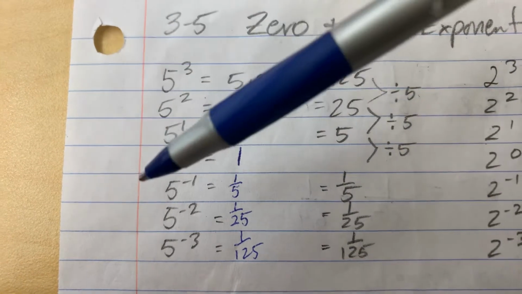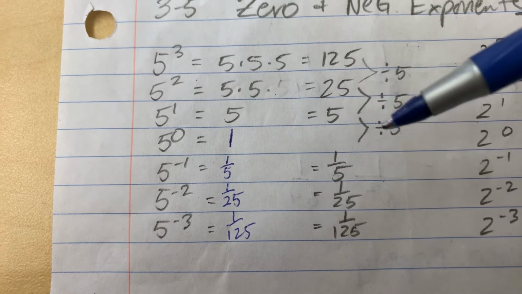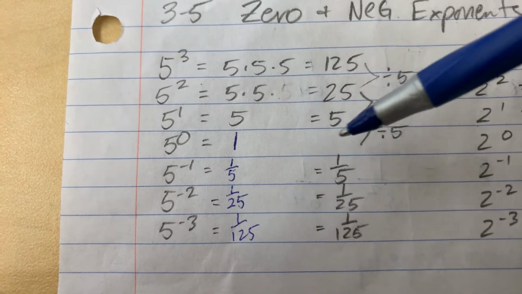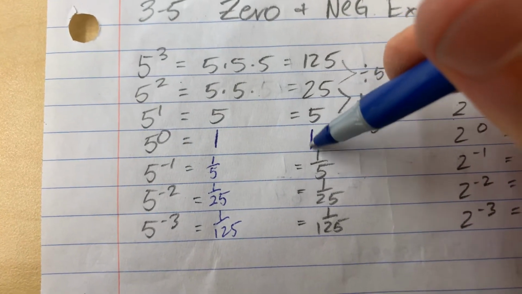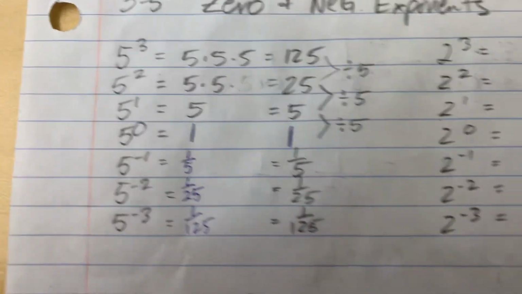So what would 5 to the 0 power be? Well, if I have 5 divided by 5, wouldn't that just be 1? So that's a very simple simplification of why your answer is 1.